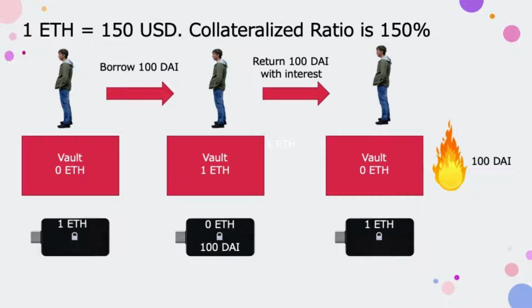If the person wants to get back his Ether, he will have to return the DAI with interest. The 100 DAI will be burned after return, and the person will have 1 Ether in his wallet.